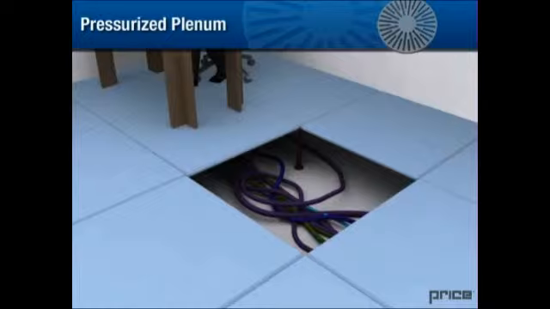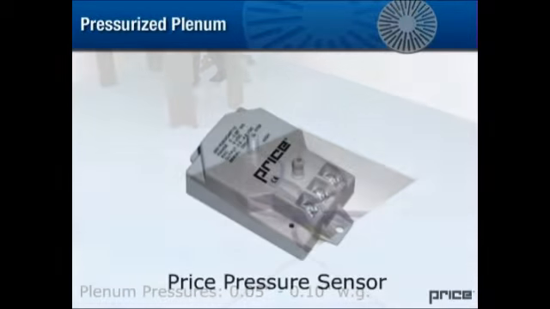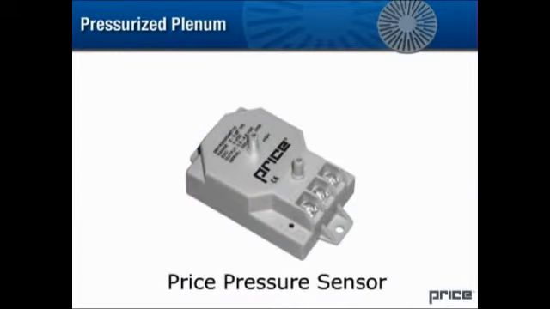Plenum pressures are typically maintained in the range of 0.05 inches to 0.1 inches water gauge. The pressure of the plenum is controlled by a pressure controller relative to the space and varies the airflow by either a variable volume air handling unit or a modulating damper.